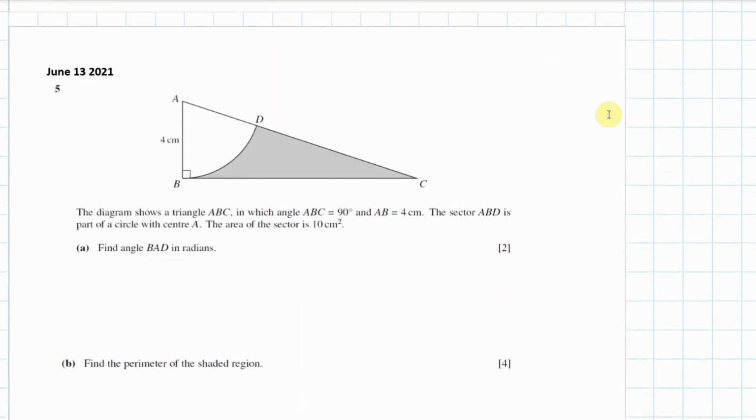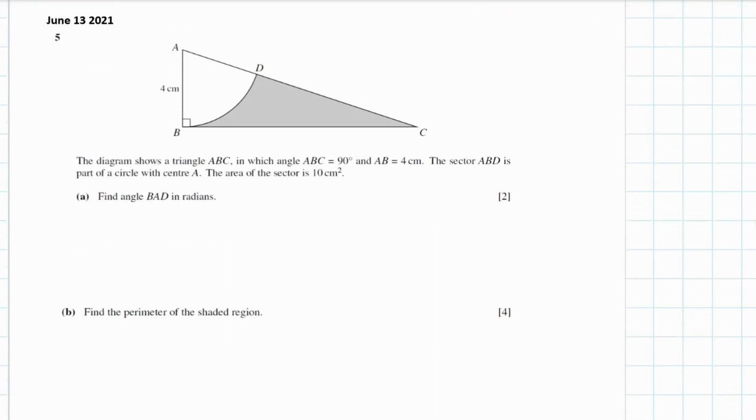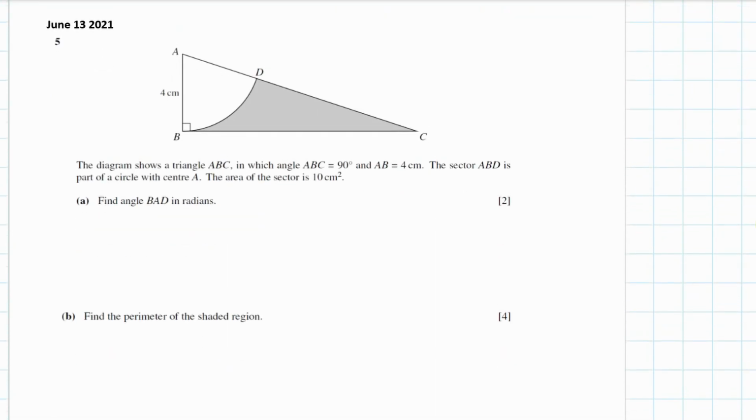Let's do one more. Here we have the diagram showing a circle, triangle, so triangle ABC. Angle's 90. Sector ABD is part of a circle center A. Okay, right. And the area of the sector. Okay, BAD in radians. We'll make sure we do it in radians. BAD.